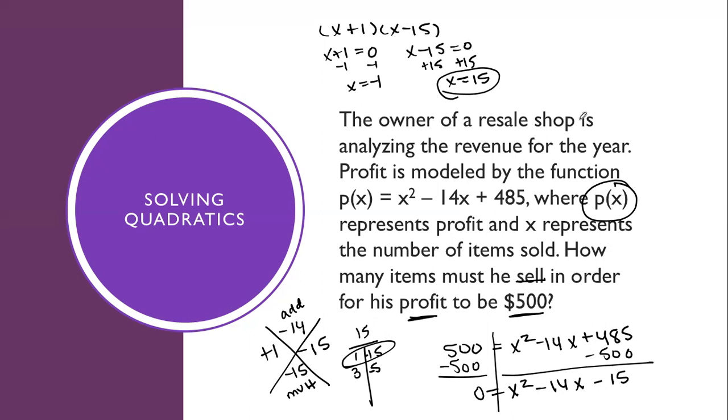Why do we do that equal to 0? Because you're trying to see when it hits the x-axis. So that's when it's equal to 0. Like when the y is equal to 0. Because that's the only way to find the solution. So if you go and graph this equation into Desmos, x squared minus 14x minus 15, you're going to see that it crosses the x-axis at positive 15 and negative 1.